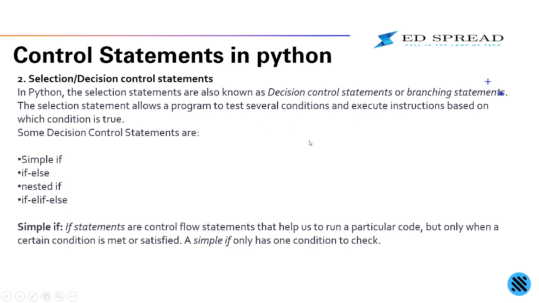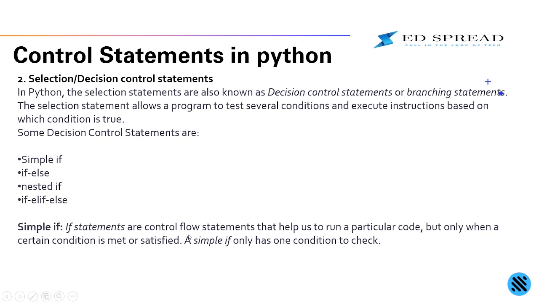In Python, selection statements are also known as decision control statements, or just branching statements. There are four types of decision control statements: simple if, if else, nested if, and if else. Basically, for example in simple if, you have one condition, and if the condition is satisfied, the statements under the if block will be executed, or else nothing will be printed. Let us see the definition given here.